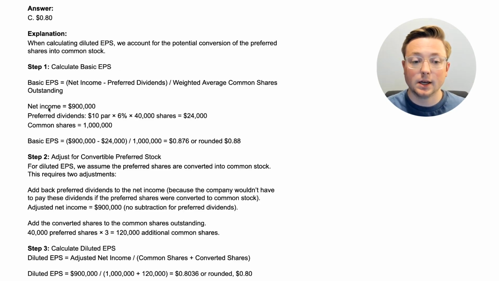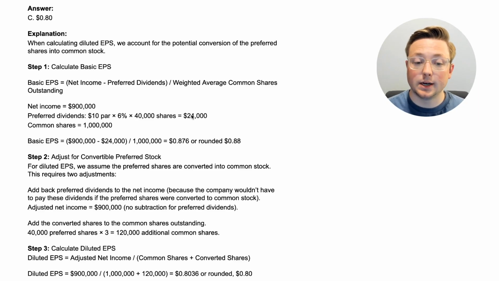It'll be pretty easy. We take the net income less the preferred dividends. Remember, they were declared and paid, and the way that we calculate them in this case is we take that $10 par value, multiply it by that 6% rate, and multiply it by the number of shares there were, and that gives you $24,000 of preferred dividends. So we take that out of the net income, divide it by the common shares available, and that gives you a rounded 88 cents for basic earnings per share. Now that's the basic earnings per share.